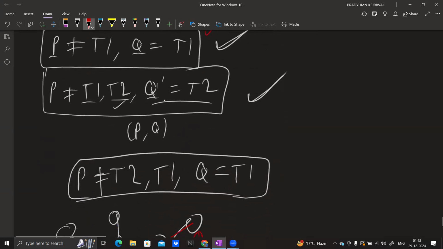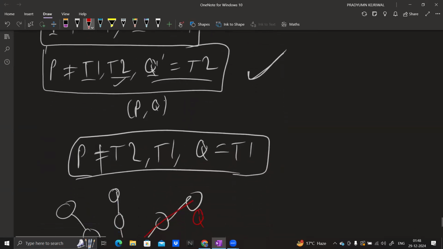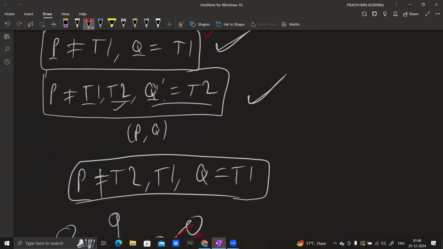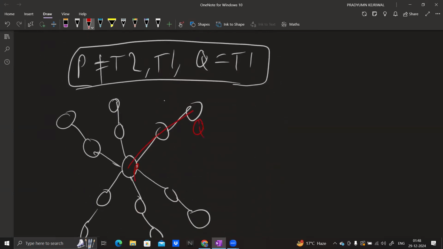But also the thing is that we are counting it in this one also, because the next one to Q, this is Q dash, it is of type 2, and also the P is not of type 1 or type 2. So basically we are counting this case twice. So therefore we need to subtract it in the end.